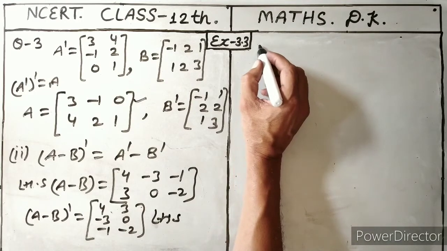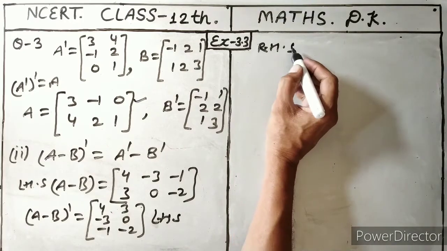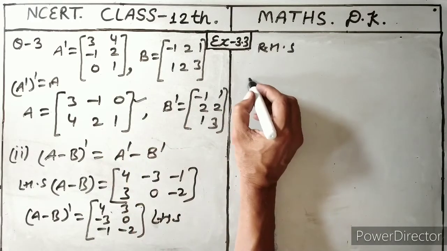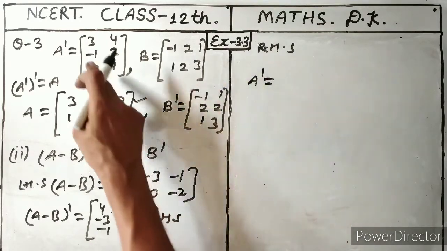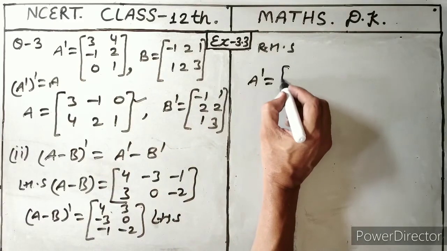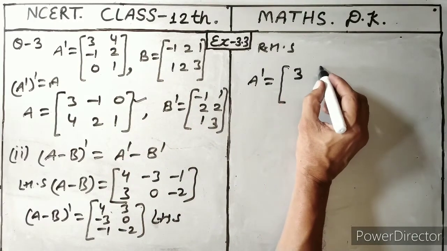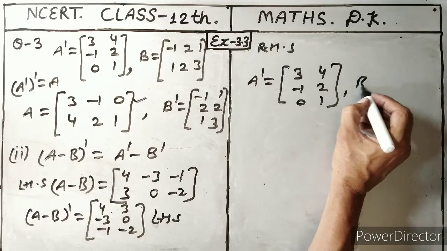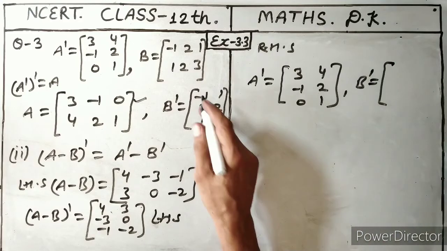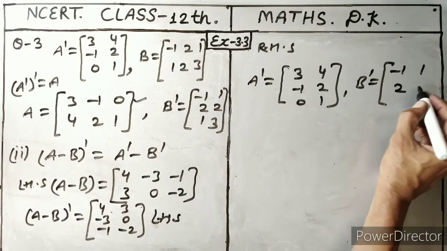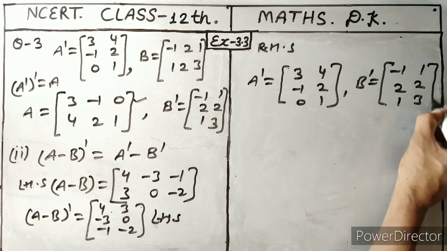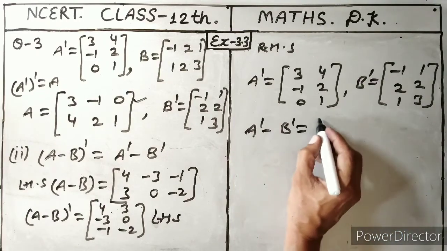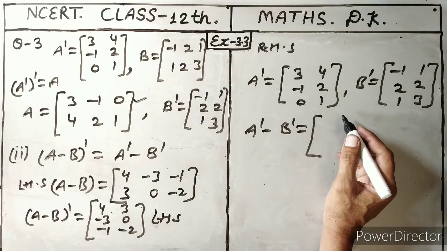And now the right hand side, A transpose minus B transpose. A transpose here is 3 4 minus 1 2 0 1, and B transpose is minus 1 1 2 2 1 3. This is B transpose, and now we find out A transpose minus B transpose. Both the matrices subtract each other.